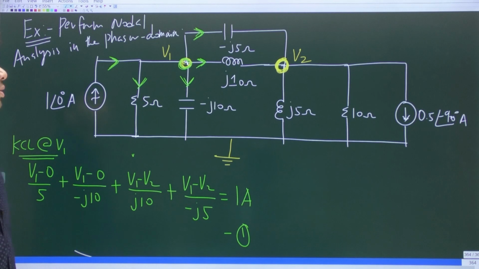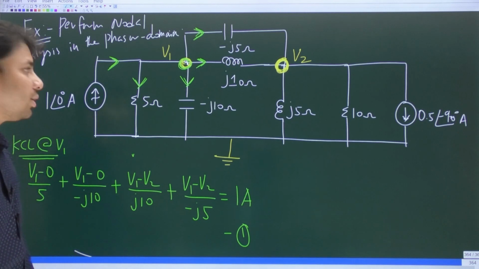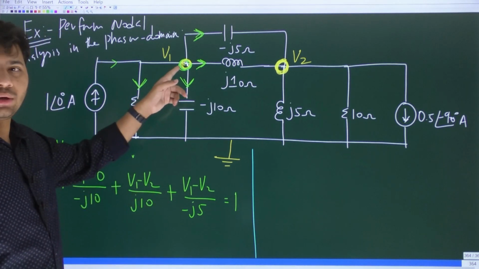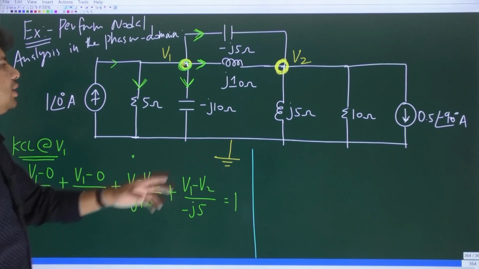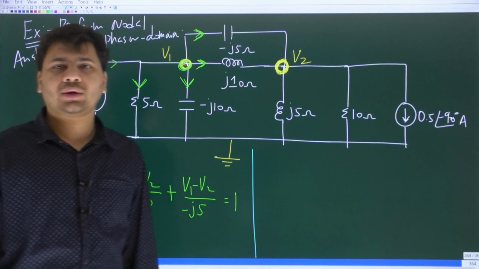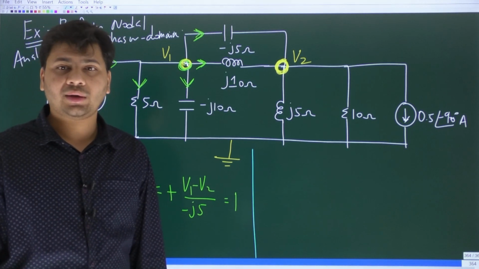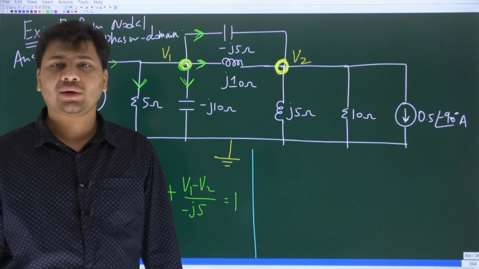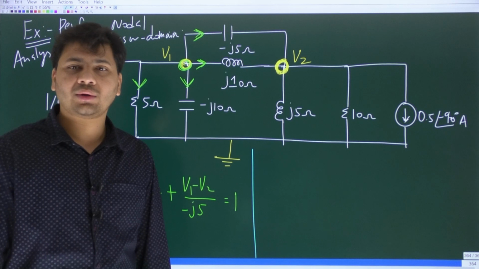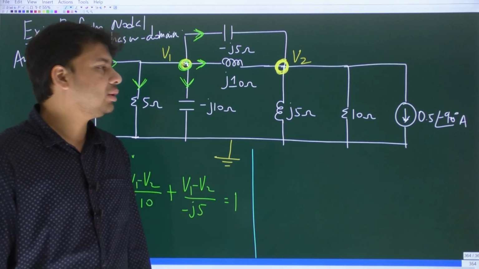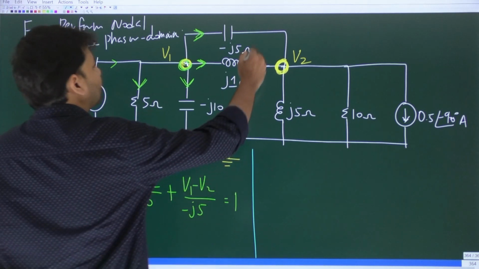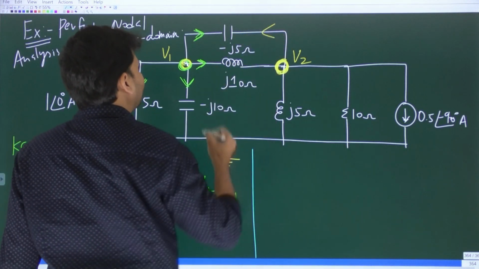In the same way, we should also write KCL at the other node. So we have written KCL at this node, and the equation is this. Let us also write KCL at the other node. I already told you, if you are writing KCL at any node, and if any impedance is connected to that node, we will take the current to be flowing away from that node through that impedance. So in that way, through this impedance, let's say the current flows like this.